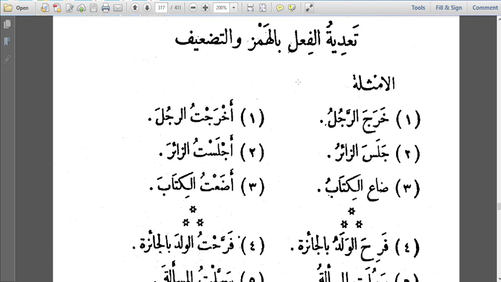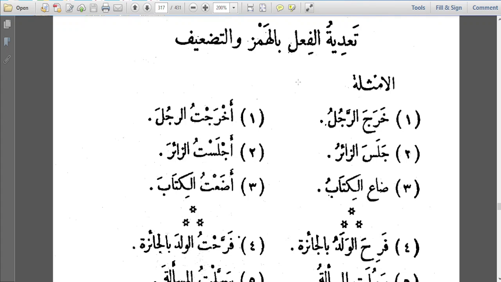So, there are certain verbs that are lazim, and then you add something to it, then this verb becomes muta'addi. Okay, the verb is originally intransitive. You add something to it, then it becomes transitive. So those two things that are added is what they are going to show us here. The al-hamza and then the at-tad'if. So it says ta'diyatul fi'li, the transitiveness of the verb bil-hamz, with hamza, wa tad'if, and also tad'if.